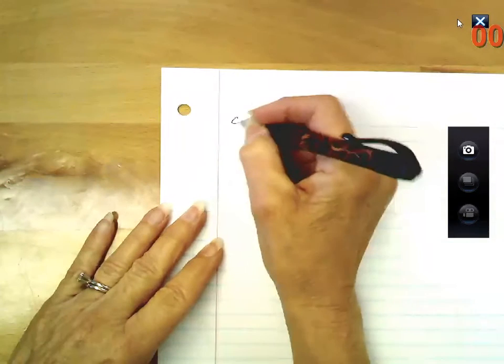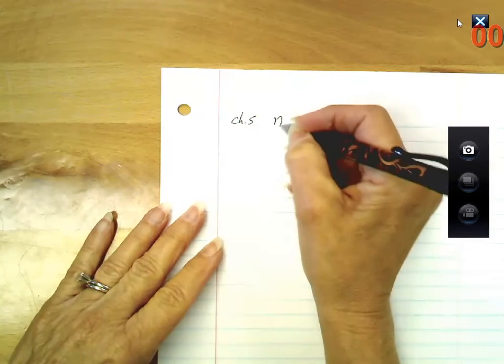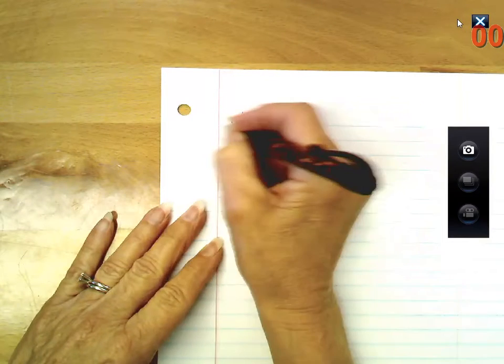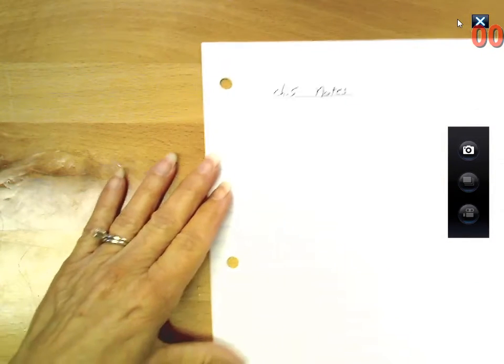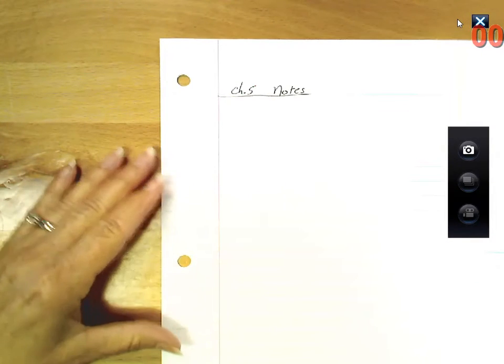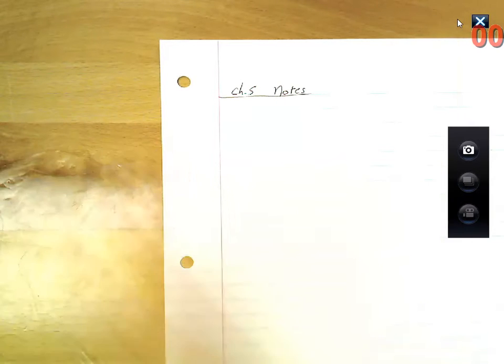All right, okay, we're going to do chapter 5. And you can look along in the book as we go if you want to. Chapter 5 is on number theory and the real number system.